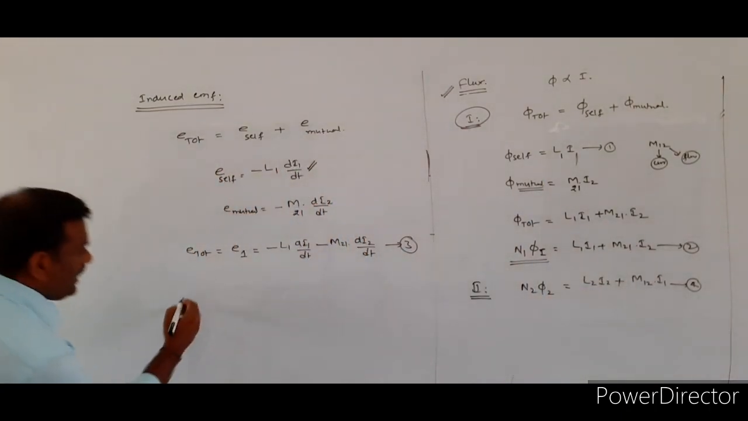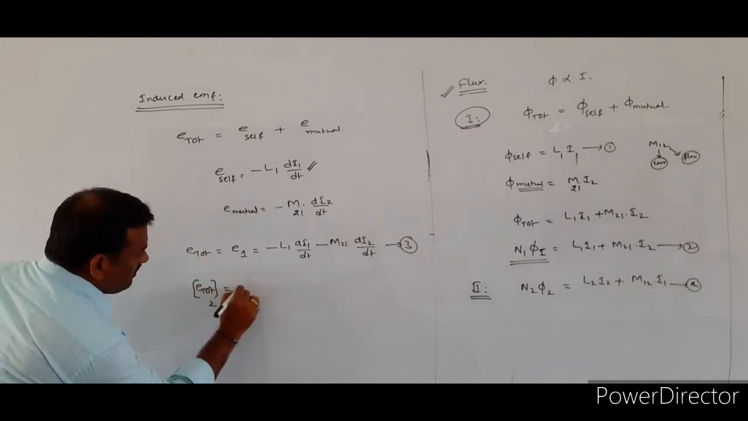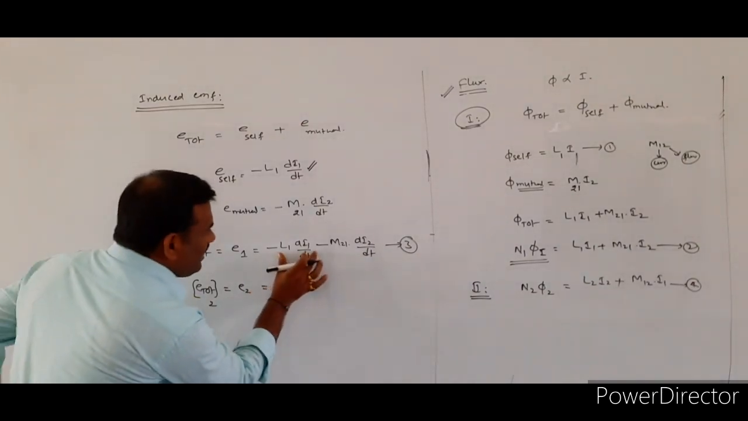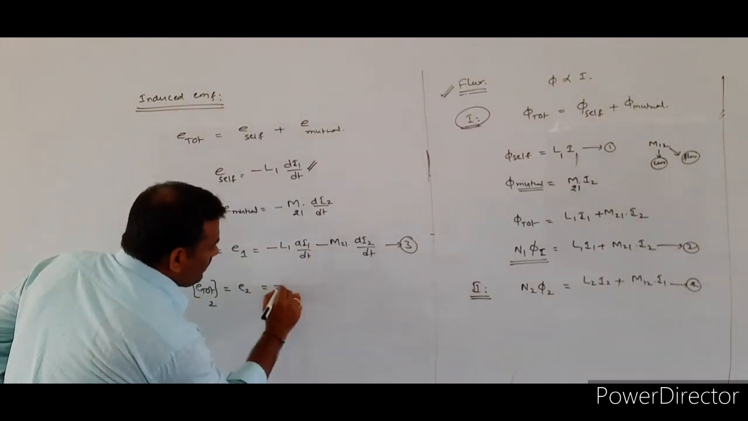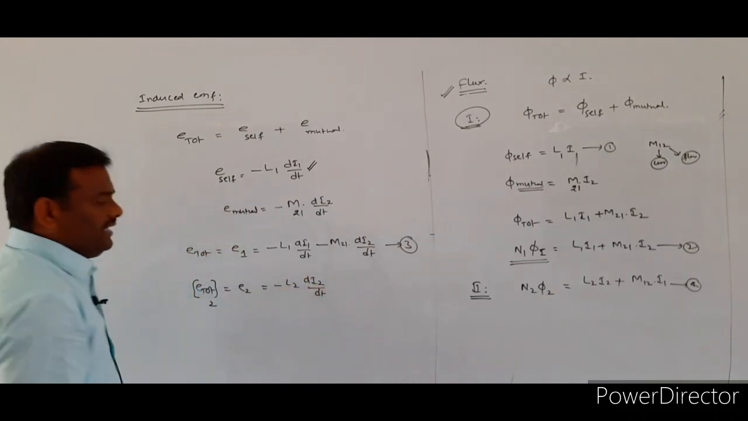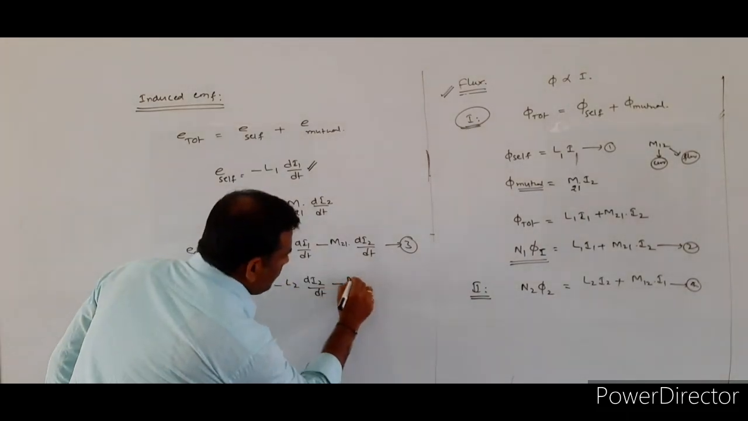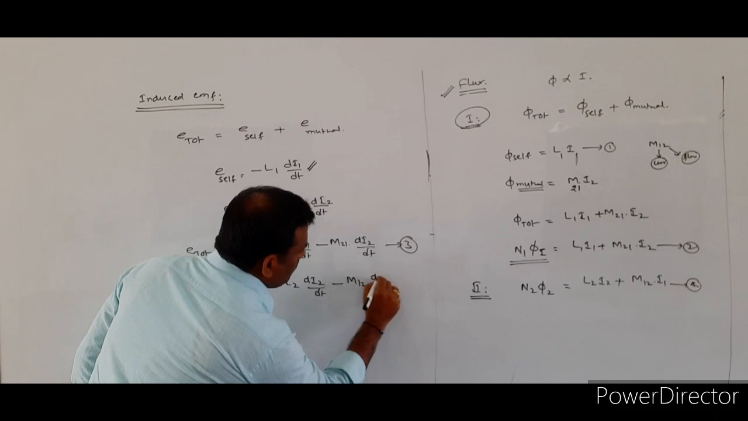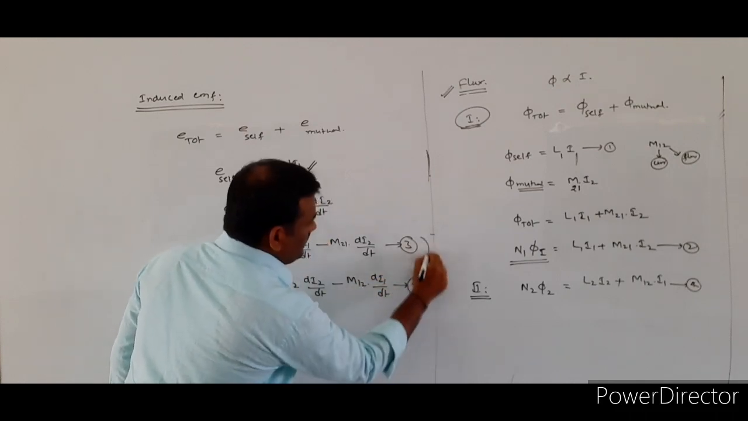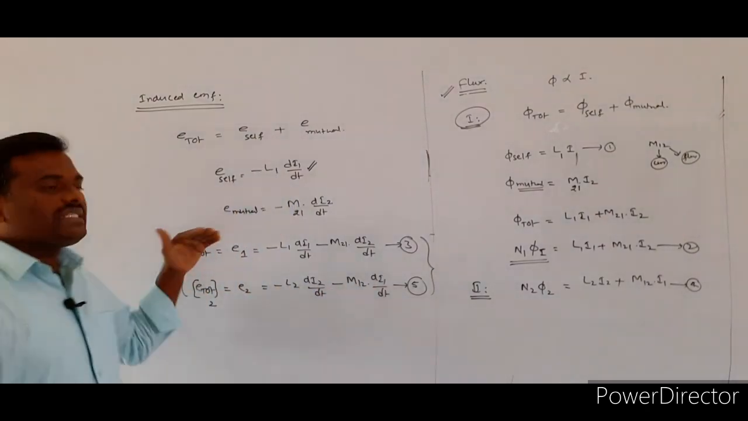Similarly, if you calculate the total induced EMF for the second coil, we will write it similar to the first one. For the second coil, it is minus L2 into dI2 by dt, minus M12 into dI1 by dt. These are the expressions for the induced EMFs.